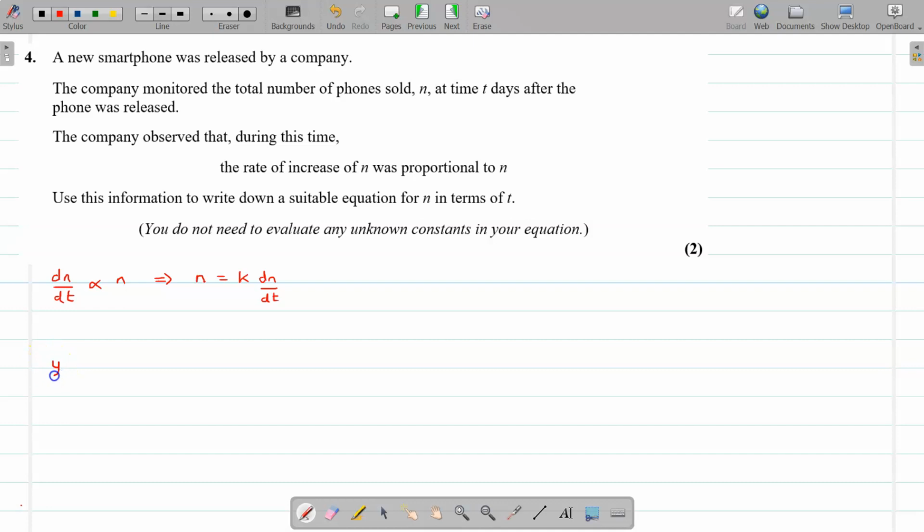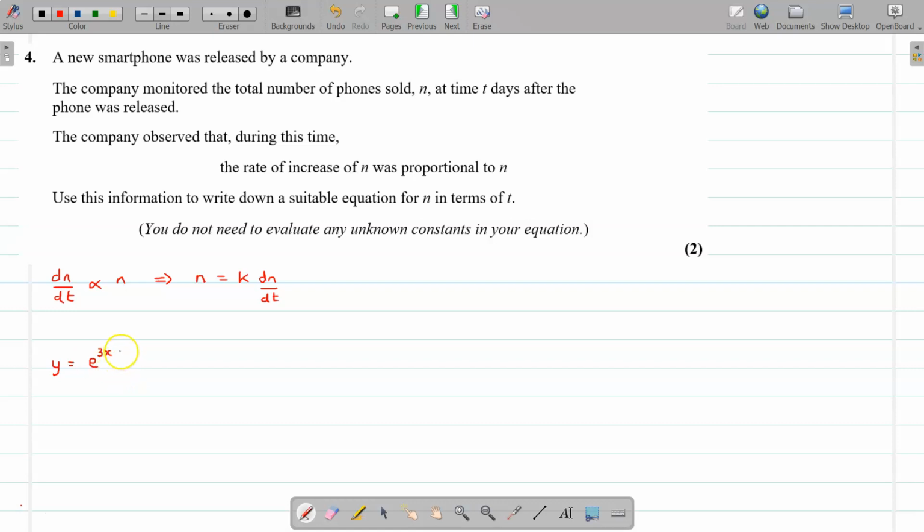If y was the function e to the x, then the differential dy by dx is also e to the x. E to the x is the only function whose differential is the same as the function itself. But if you had, for example, e to the 3x, and you differentiated that, you would take the differential of the 3x, which is 3, put it in front, and it would give you 3e to the 3x.